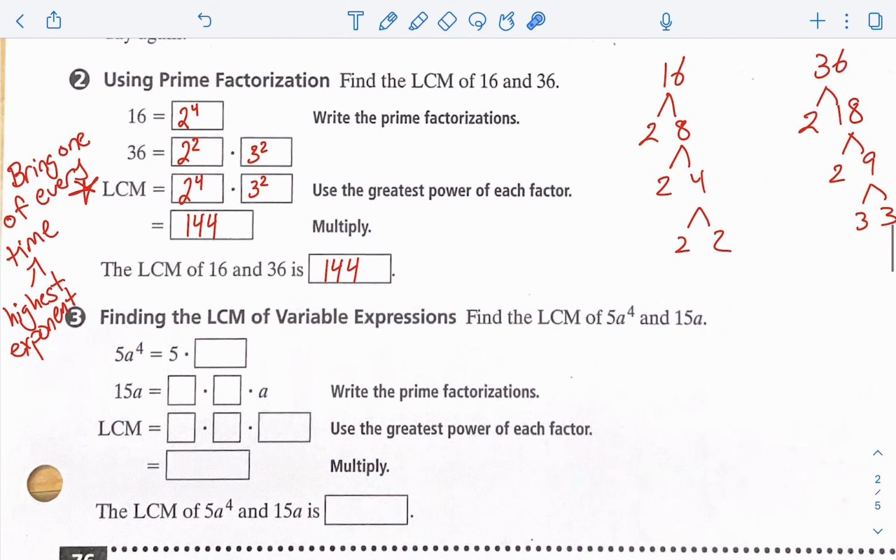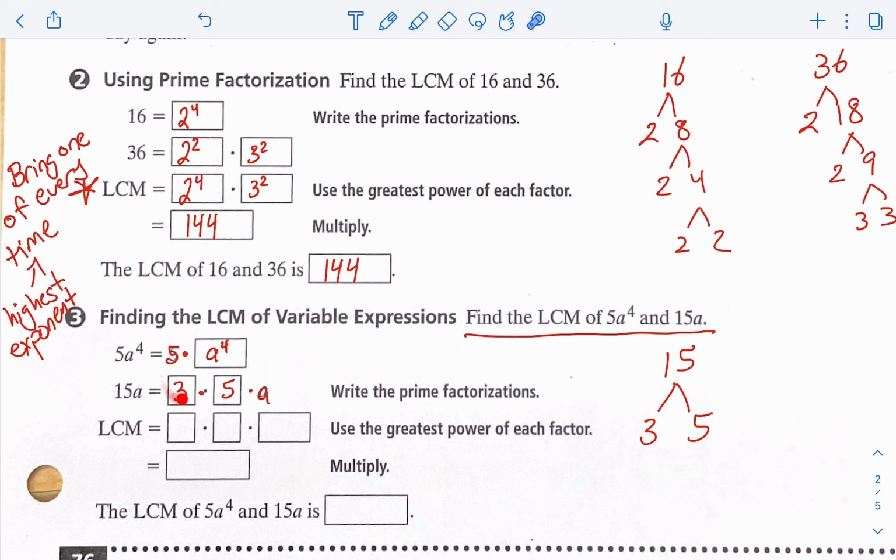Okay? It's the same process when they have a variable attached. When you're writing your prime factor list, just like when we did this with GCF, you're going to have to add in those variables. So, like this one, we have find the least common multiple of 5a to the fourth and 15a. So 5a to the fourth, 5 can't be broken apart, right? So our prime factorization list for that is just 5 times a to the fourth, right? 15 can be broken though. 15 can be 3 and 5, right? So the prime factorization list for that is going to be 3 times 5 times a, because it was 15a.